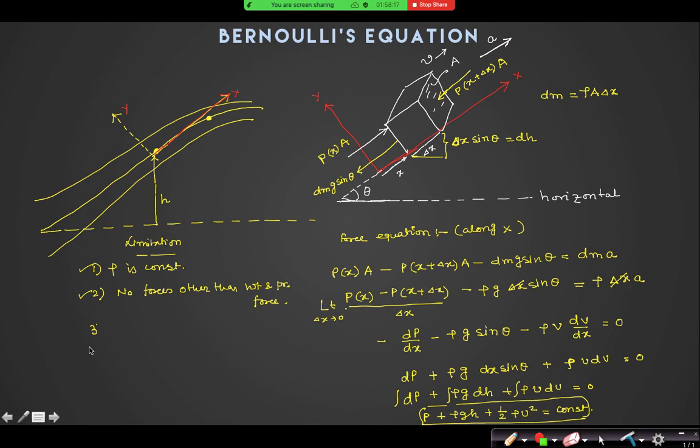Third limitation, the most important one. Every book does not consider that limitation and they apply Bernoulli's equation. Where have I proved this Bernoulli's equation? Along this streamline, yes or no? Along one particular streamline you can apply Bernoulli's equation. Can you apply Bernoulli's equation from this point to this point to any point? No. Strictly, only along one particular streamline you can apply Bernoulli's equation.